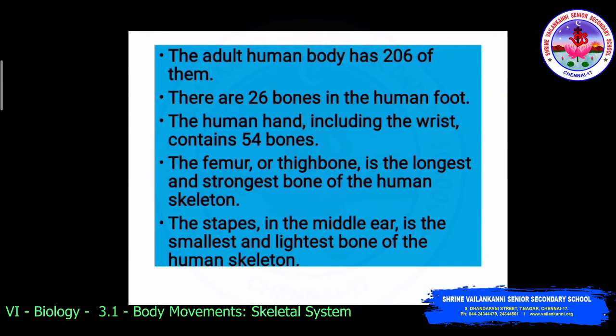The first point: the adult human body has 206 bones. There are 26 bones in the human foot. The human hand, including the wrist, contains 54 bones. The femur or thigh bone is the longest and strongest bone of the human skeleton. The stapes in the middle ear is the smallest and lightest bone of the human skeleton. So here we discussed the strongest and longest bone as well as the smallest and lightest bone.